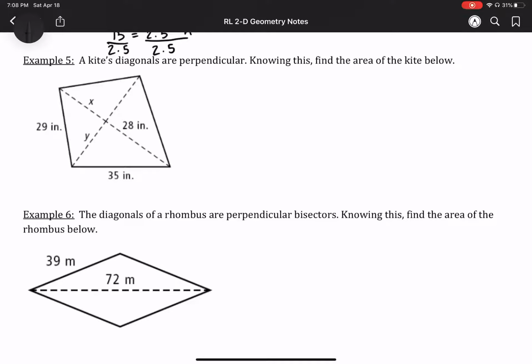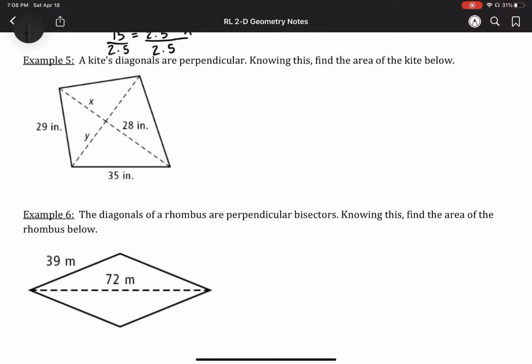All right, for those of you who wanted to continue on these optional examples, we're going to go ahead and start with example 5 that says a kite's diagonals are perpendicular. Knowing this, find the area of the kite below. Okay, so before we get started, there's a couple other pieces of information that you might not remember that we're going to go over real quick.